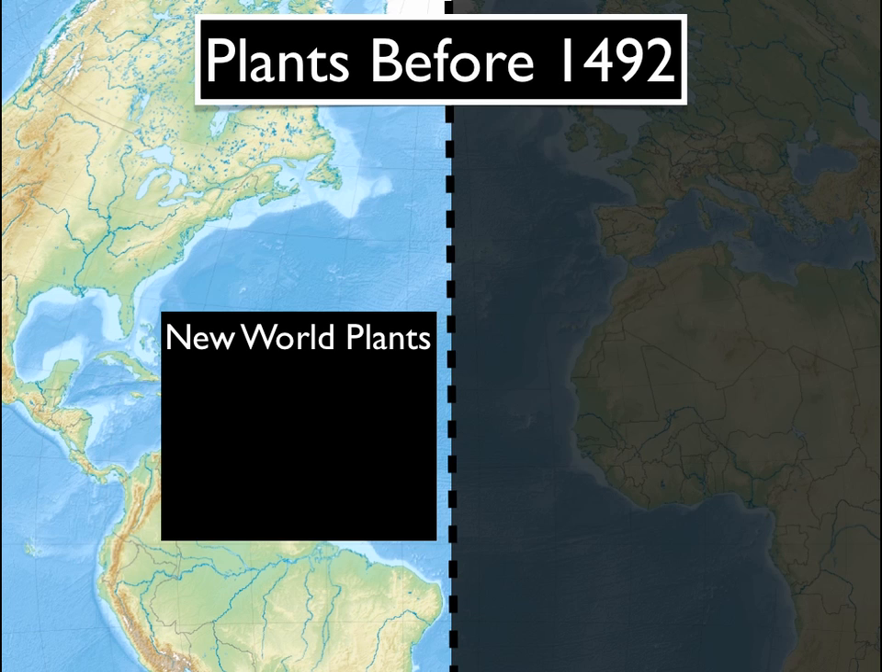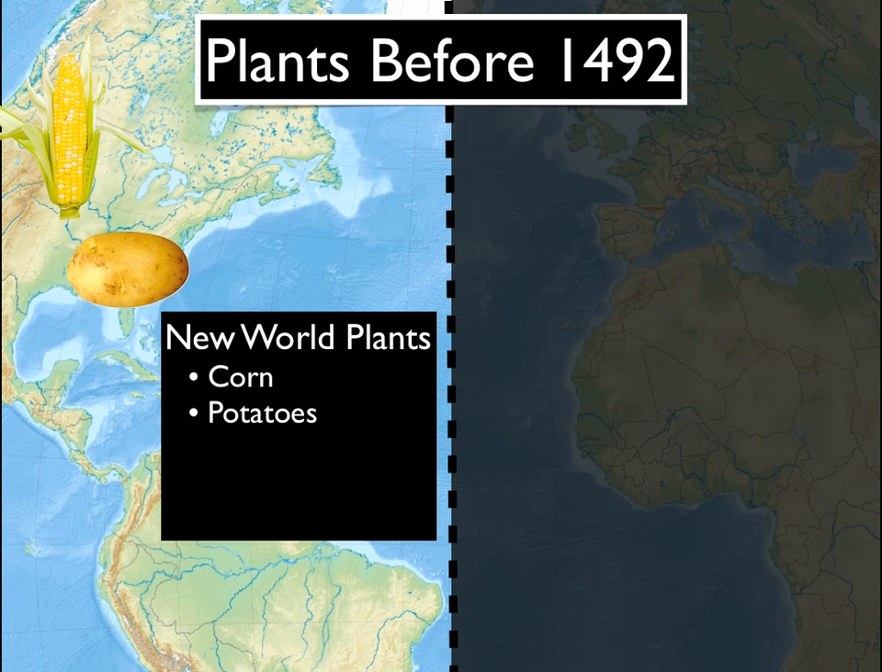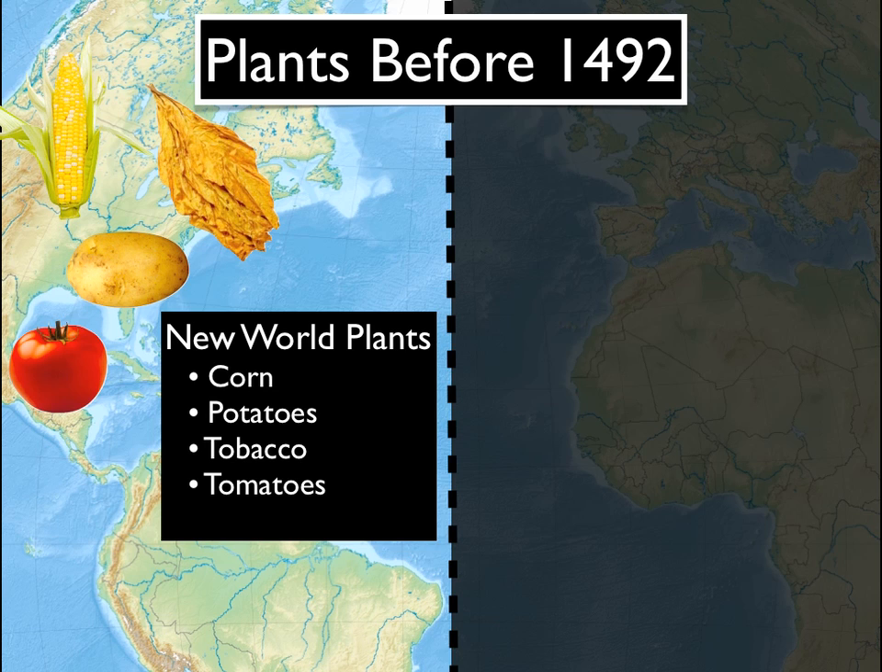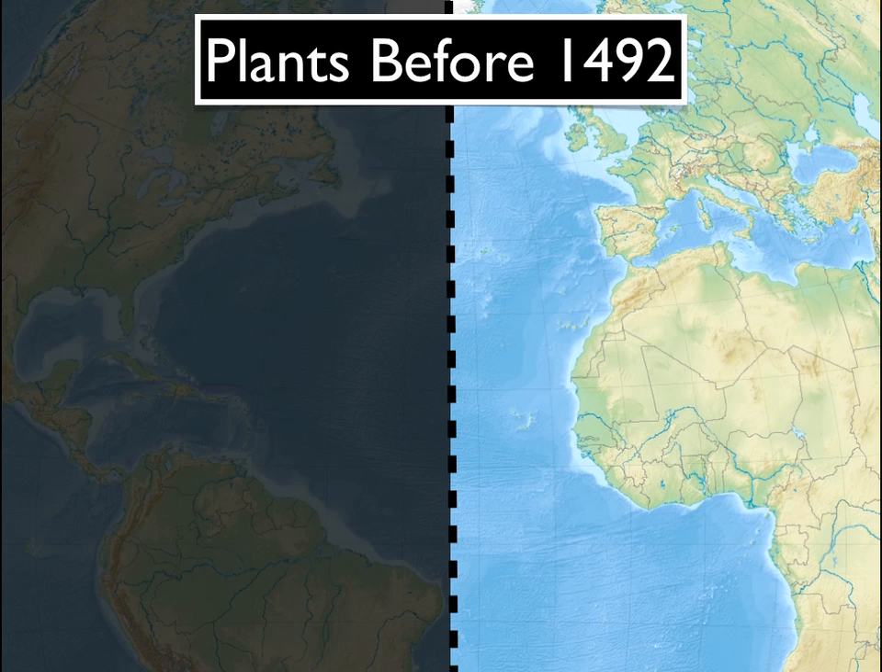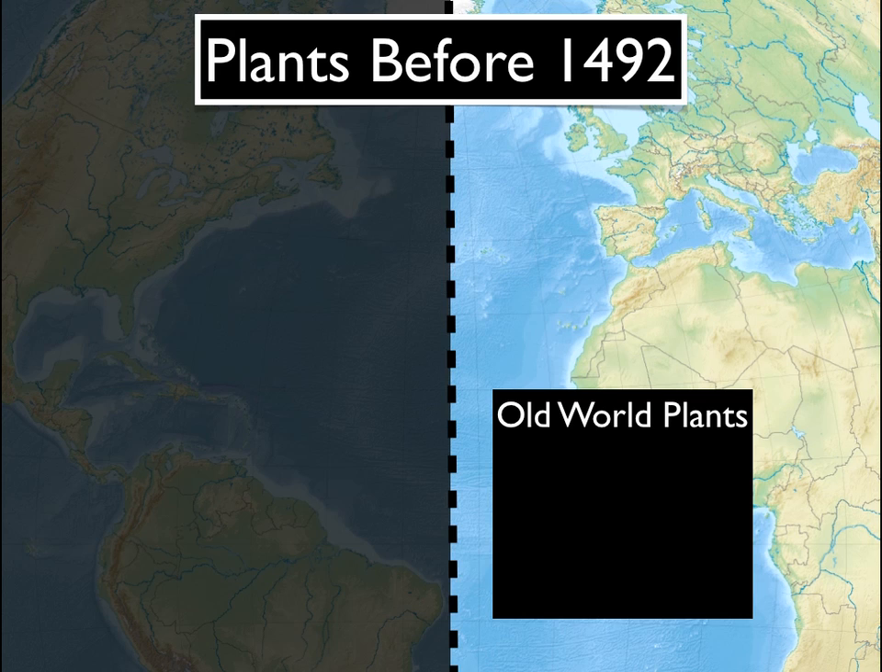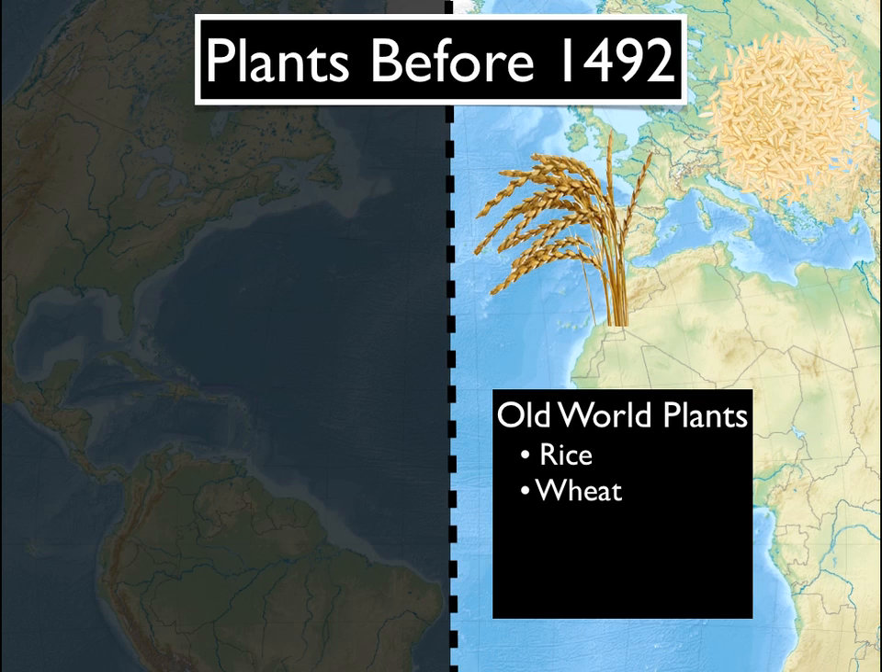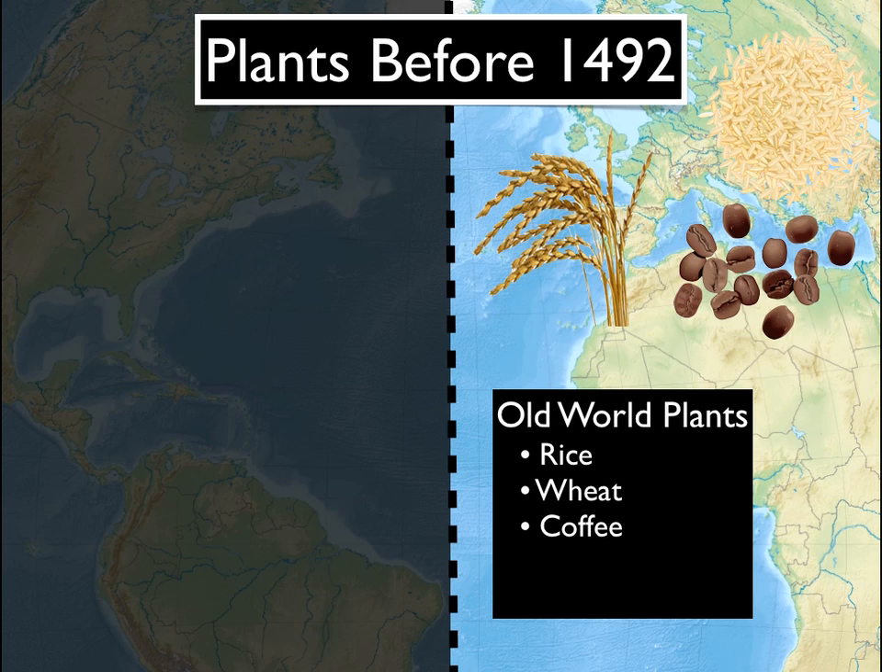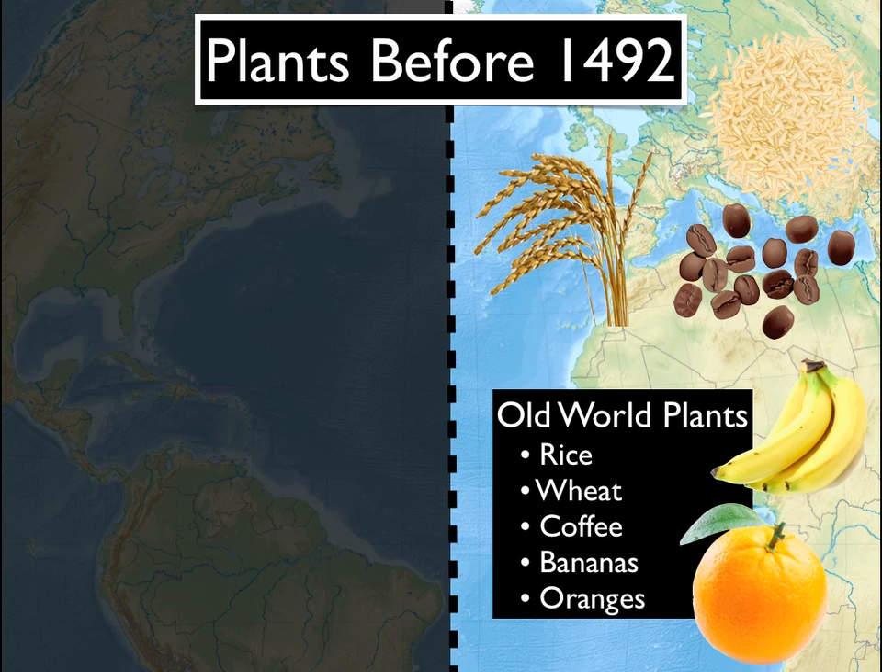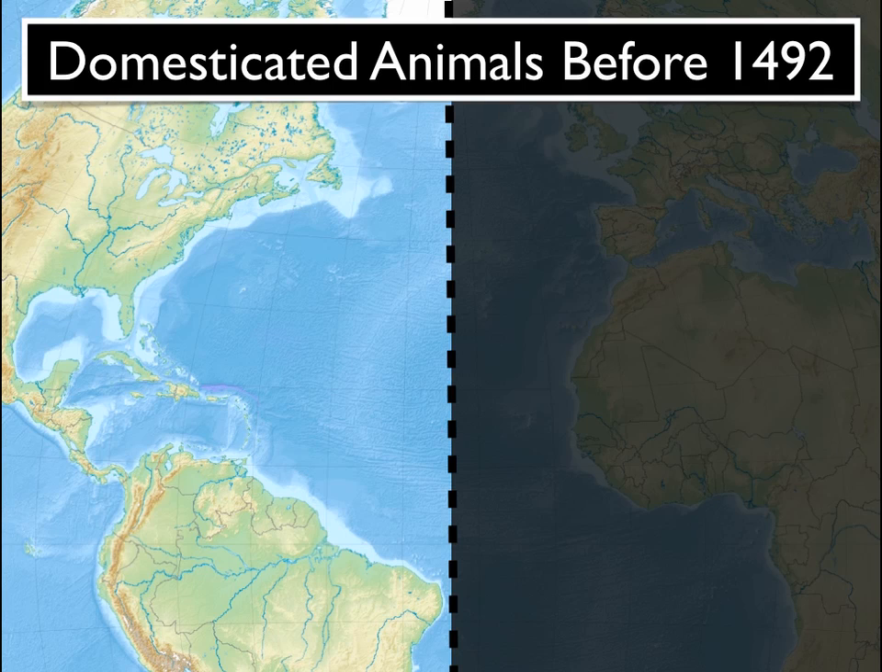Let's start by looking at plants. Before 1492, plants grown in the New World by Native Americans included corn, potatoes, tobacco, tomatoes, and cacao, which is used to make chocolate. None of these plants grew in the Old World. Instead, the Old World had its own plants. These plants included rice, wheat, coffee, bananas, and oranges.